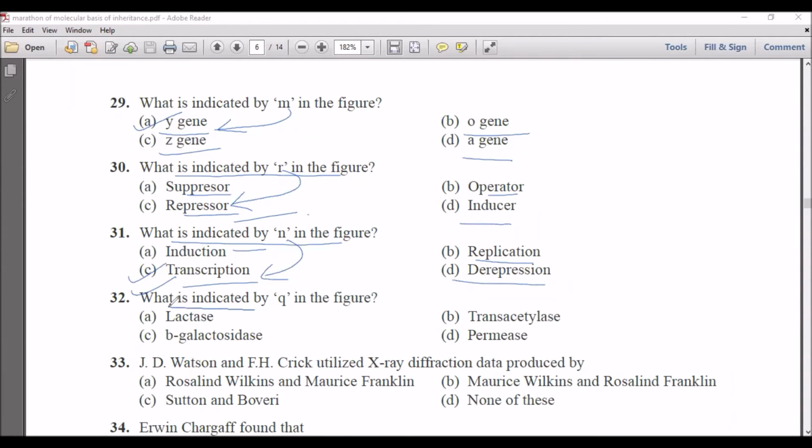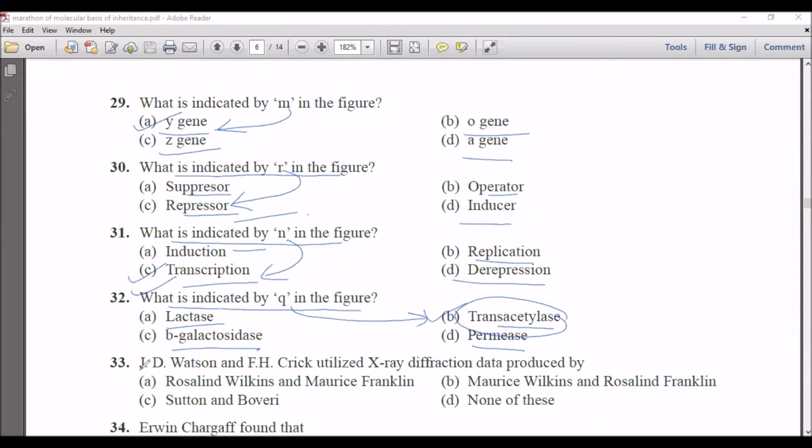Next question is, what is indicated by Q in the figure? Options are lactose, trans-acetylase, beta-galactosidase, and permease. So this Q in the figure represents the trans-acetylase.